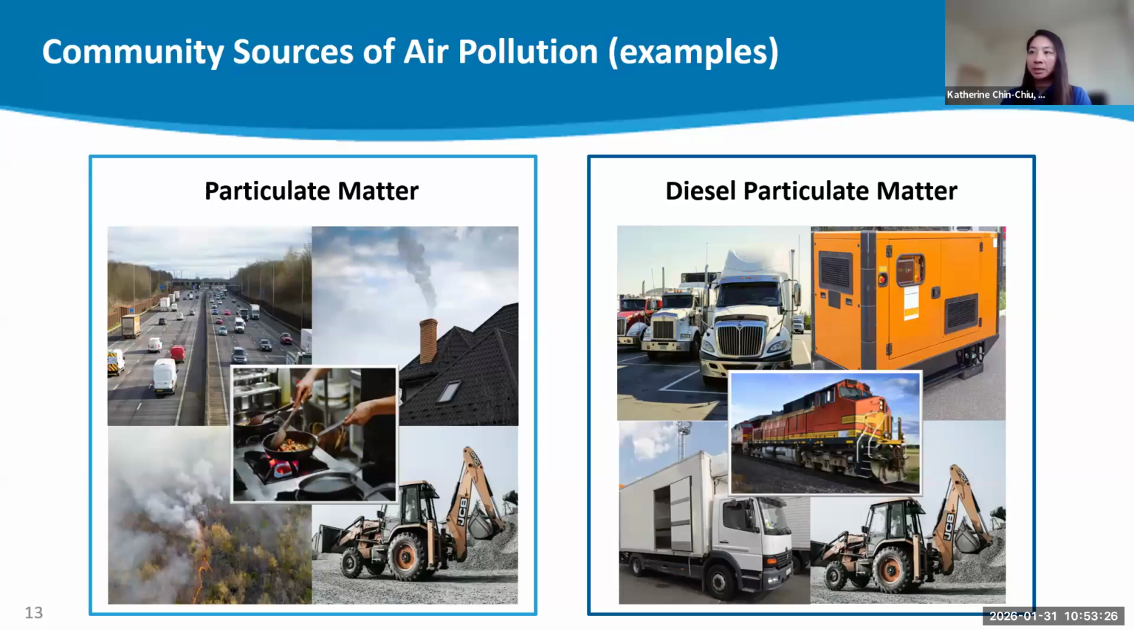Moving to slide 13. Another important air pollutant to the Sacramento region is particulate matter, which are small particles that can be suspended in air and breathed in and impact health. Some sources of particulate matter include vehicle exhaust, residential wood burning, wildfire smoke, construction and demolition activities, cooking. And diesel particulate matter is a type of particulate that comes from diesel fuel exhaust, such as from diesel-powered trucks and engines and backup generators, locomotives, and construction equipment.